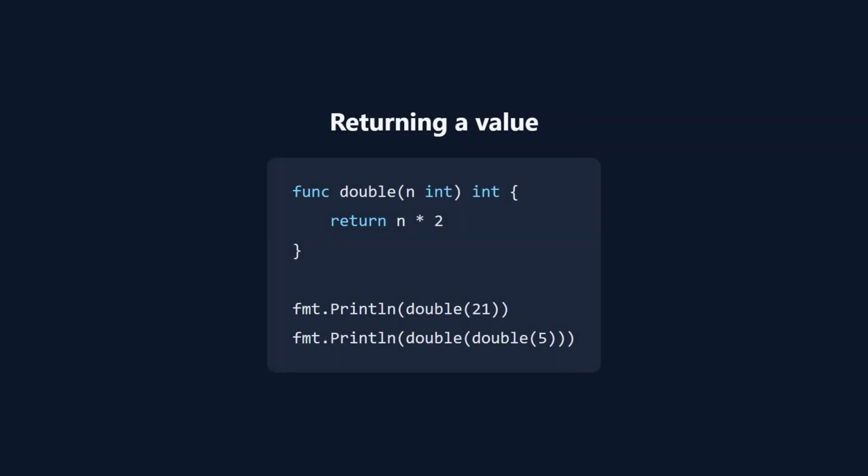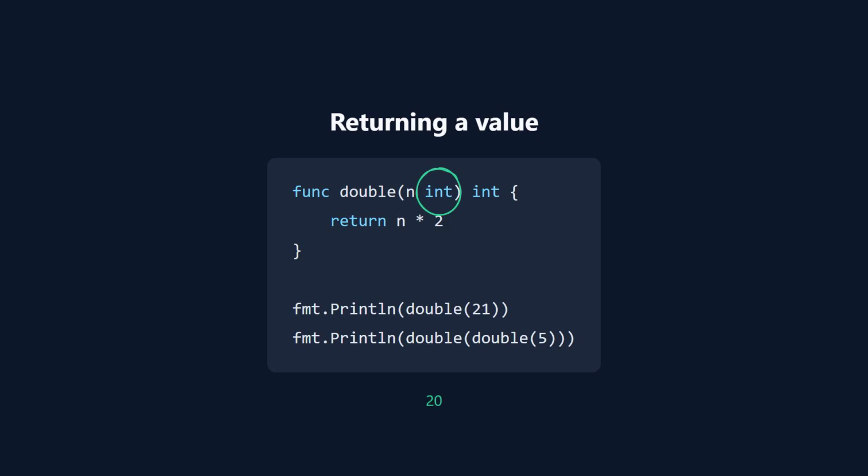To hand something back, you put a type after the parameter list. That second int is the result type. It says, calling this gives you back a whole number. Double of 21 is 42. And because a call is just a value, you can feed one straight into another. Double of 5 is 10, and double of that is 20.